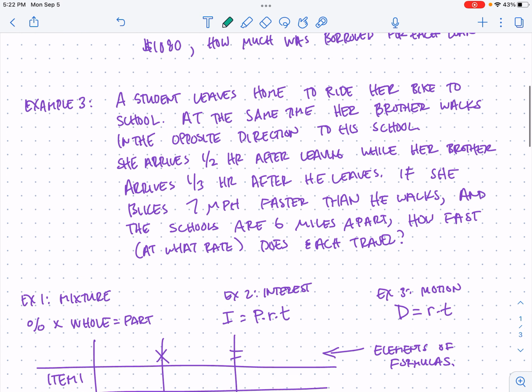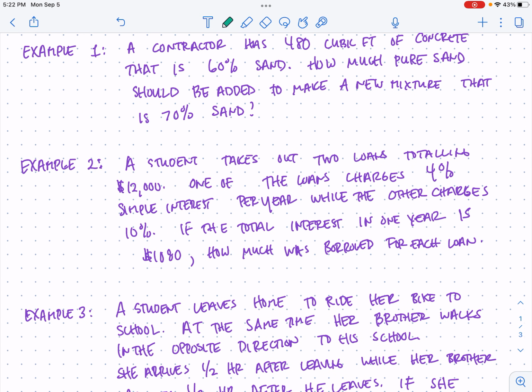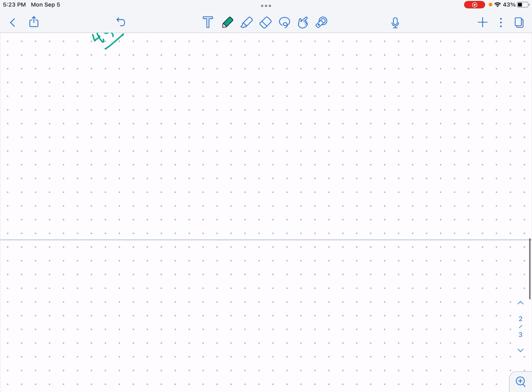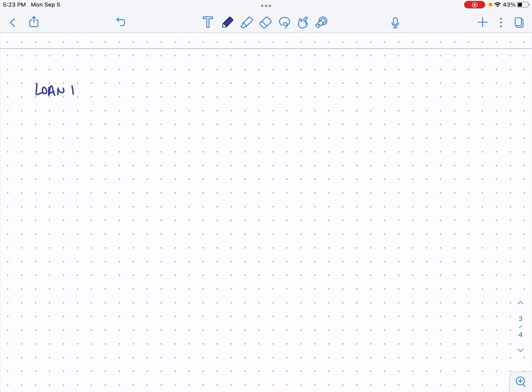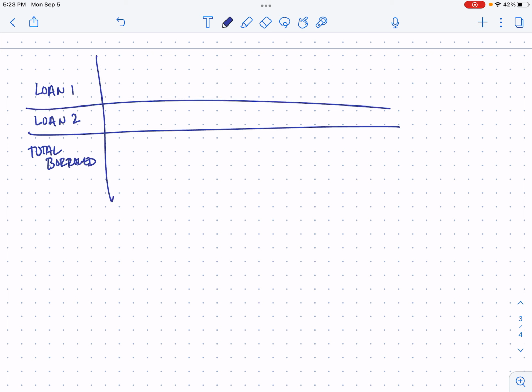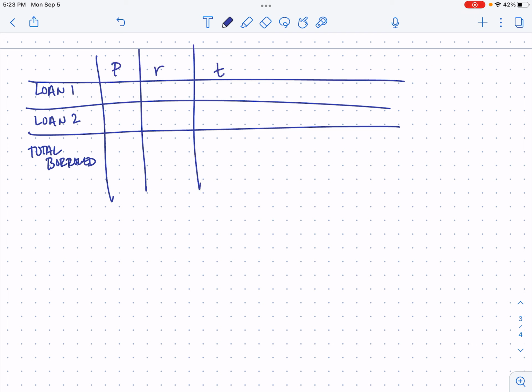Okay, so we can do the same exact thing for our student loan problem. So here we have this one, we're going to use the same idea. So we have loan 1, and we have loan 2, and then we have the total borrowed, right? And each of those is going to have a principal amount, a rate, an amount of time, which in this instance is 1 year, I'm sorry, and an amount of interest on them. And again, we're using the fact that those multiply across to set this problem up.